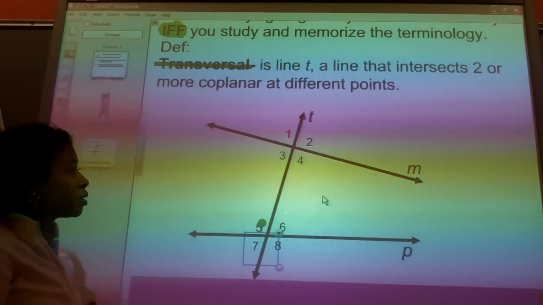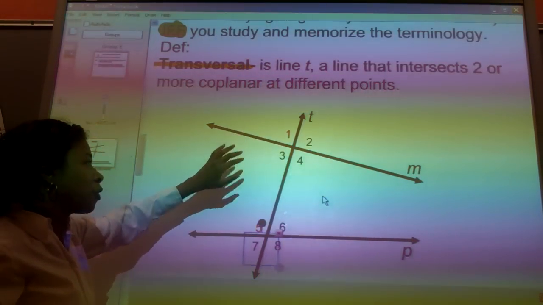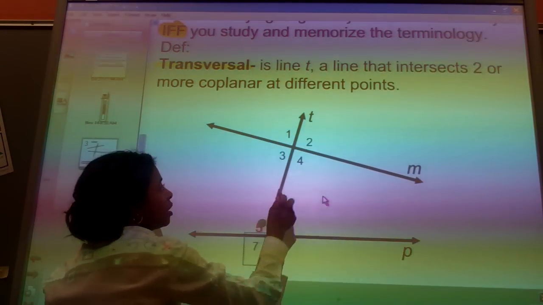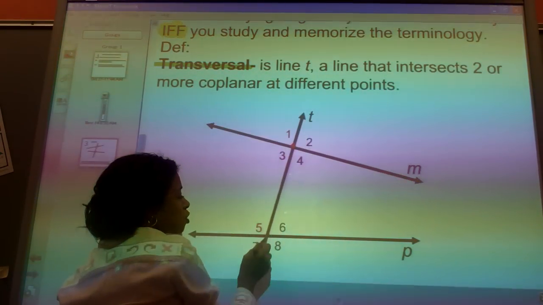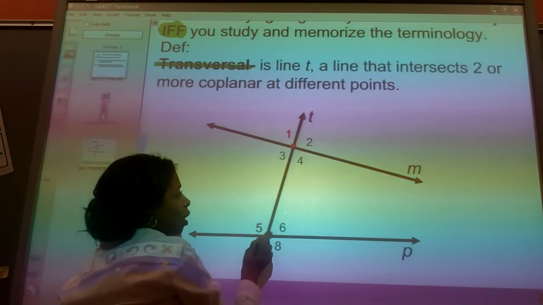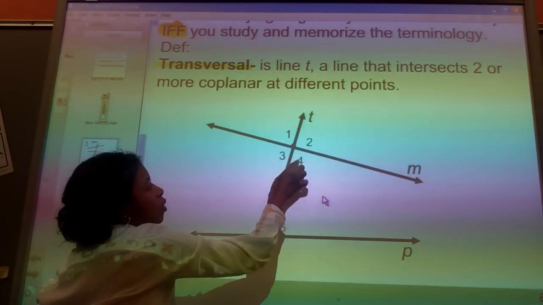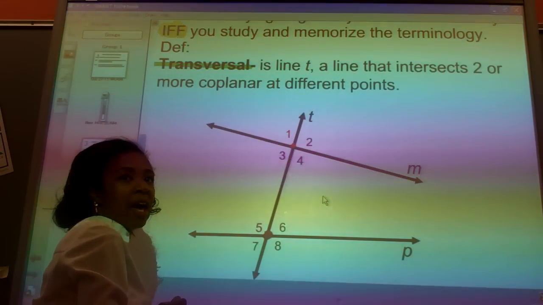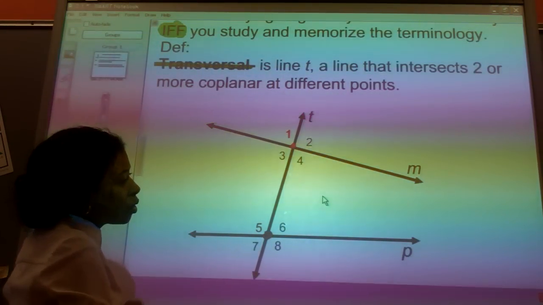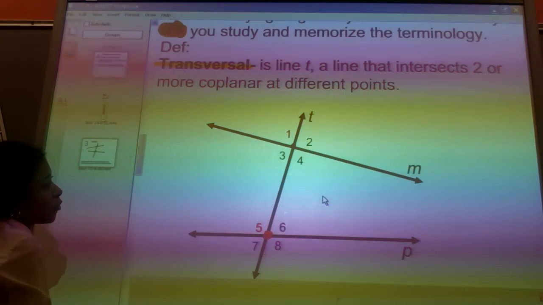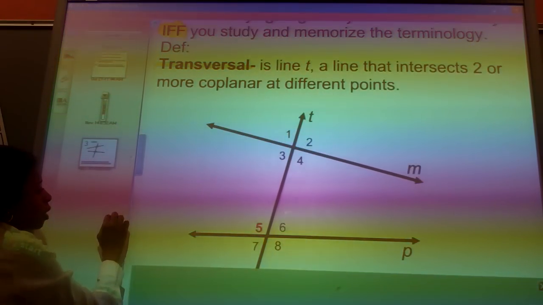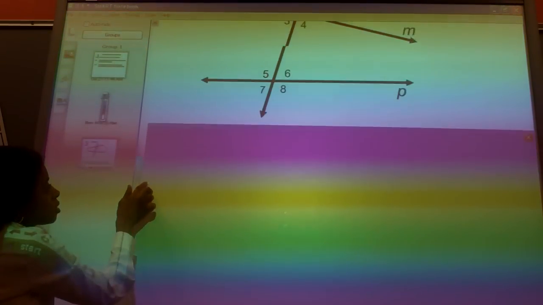Line T will intersect these two different lines at two different places. It intersects line M here, and then transversal T intersects P down here. So they're intersecting at two different places. Look at the angles that I have. There are a total of 8. Those 8 angles have different meanings for their locations. Let's look carefully.